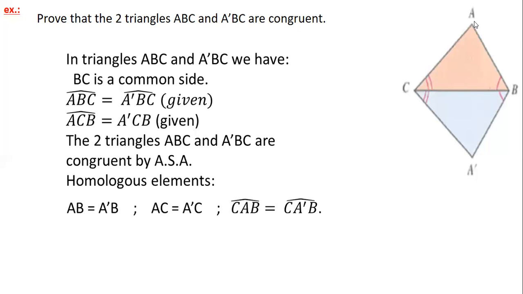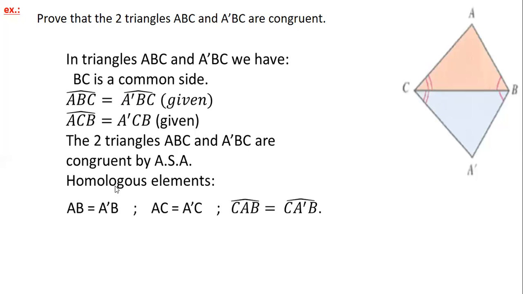The adjacent angle ABC is equal to the adjacent angle A prime BC. I write it by given because I brought it from the figure. The adjacent angle ACB in the first triangle is equal to the adjacent angle A prime CB in the second triangle, also by given. Now the ending sentence: the two triangles ABC and A prime BC are congruent by ASA.